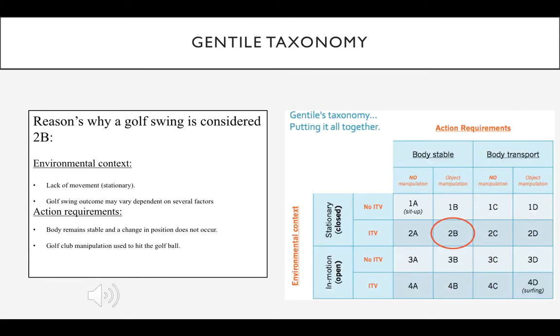We as a group have concluded that a golf swing in a normal game is considered a 2B classification on the Gentile taxonomy table. The reason why we have concluded this is because of the following. Unless you're Happy Gilmore and love a bit of a run-up, there tends to be a lack of movement in the individual during the swing.